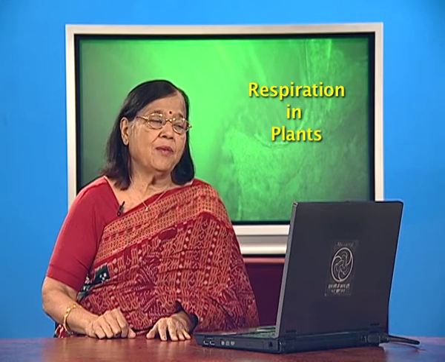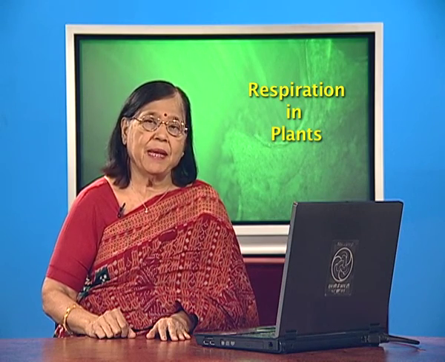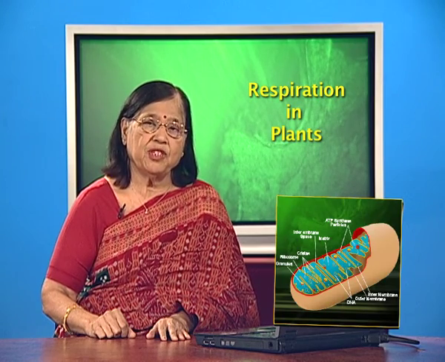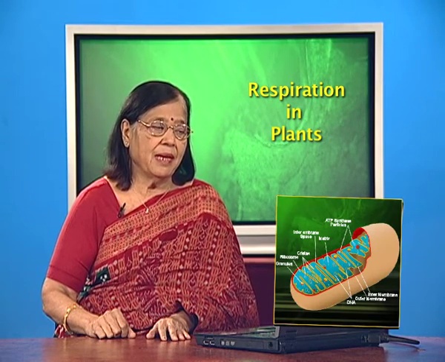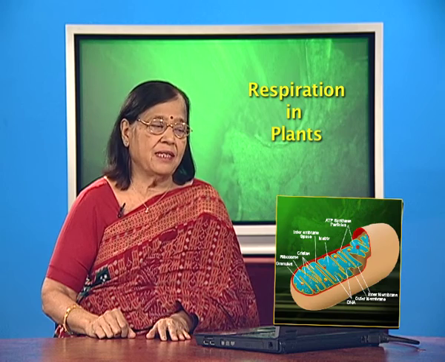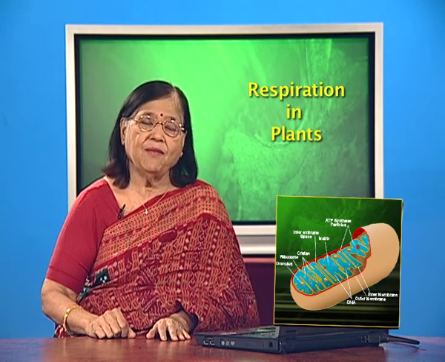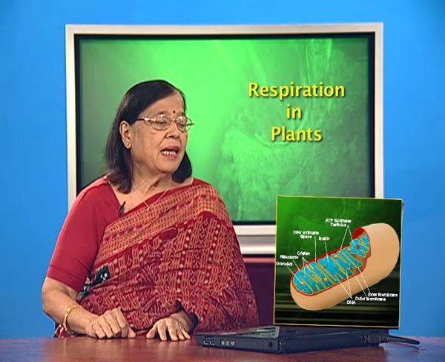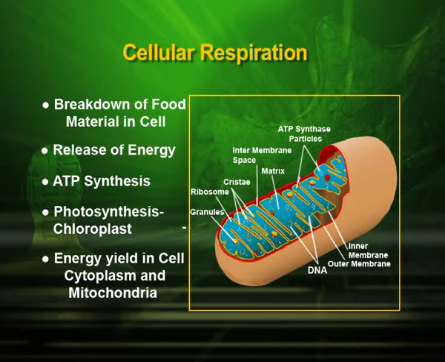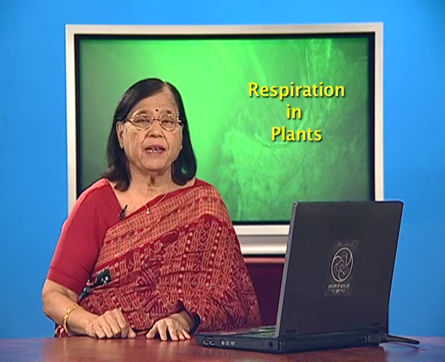Now, breakdown of food material is taking place in the cell, especially in mitochondria, and energy is released in the form of ATP, which is a chemical energy. Photosynthesis, as you know, took place in chloroplast, and energy yield happens in the cell cytoplasm and in the mitochondria. These are the basic points in the production of energy.